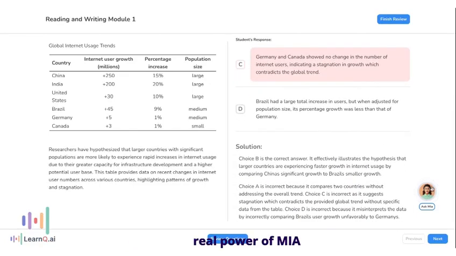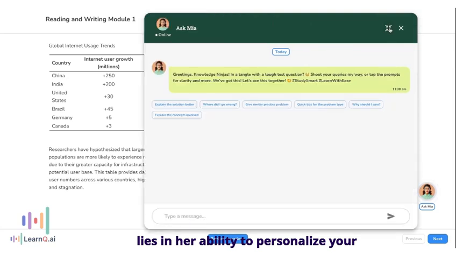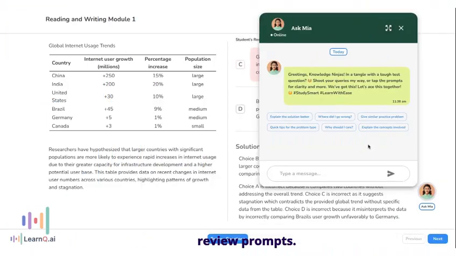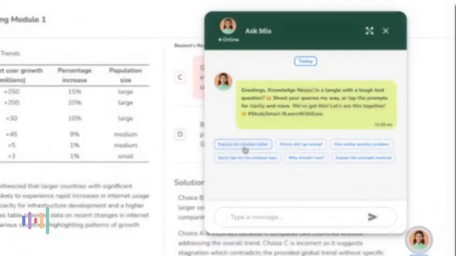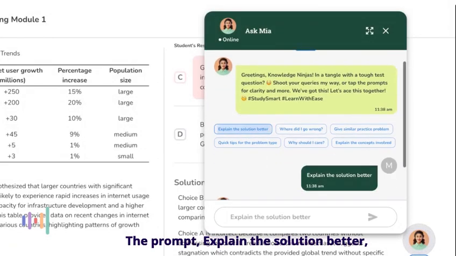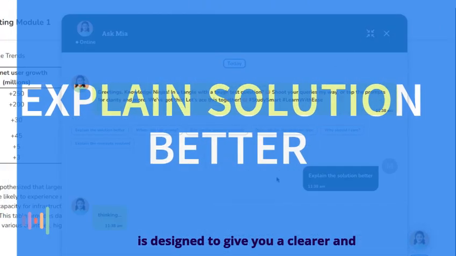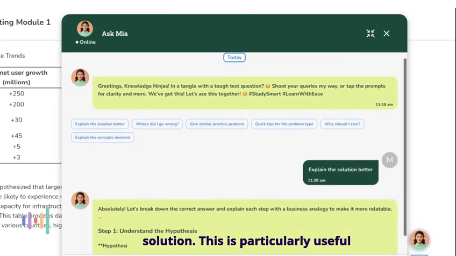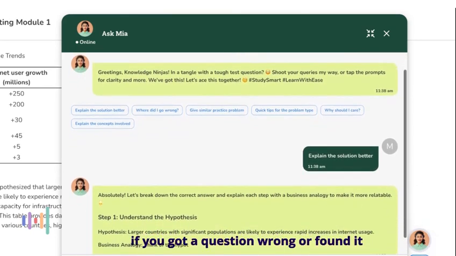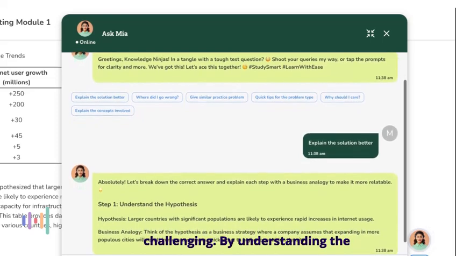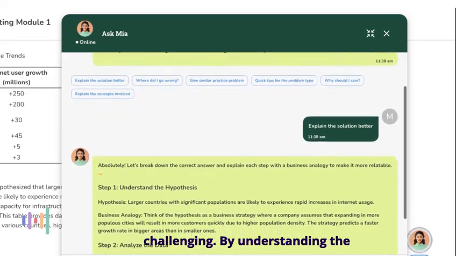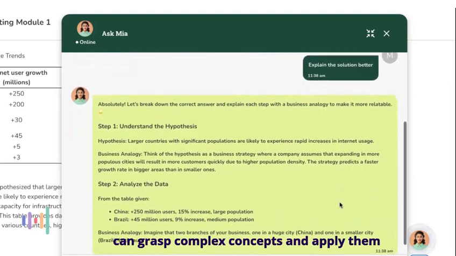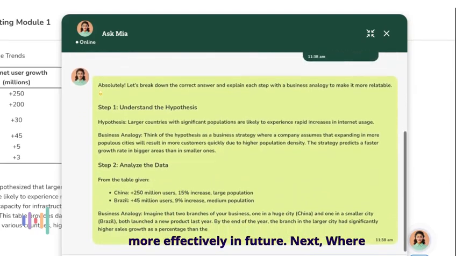But the real power of Mia lies in her ability to personalize your learning experience through 6 unique review prompts. The first prompt, Explain the solution better, is designed to give you a clearer and more detailed explanation of the solution. This is particularly useful if you got a question wrong or found it challenging. By understanding the rationale behind the correct answer, you can grasp complex concepts and apply them more effectively in future.